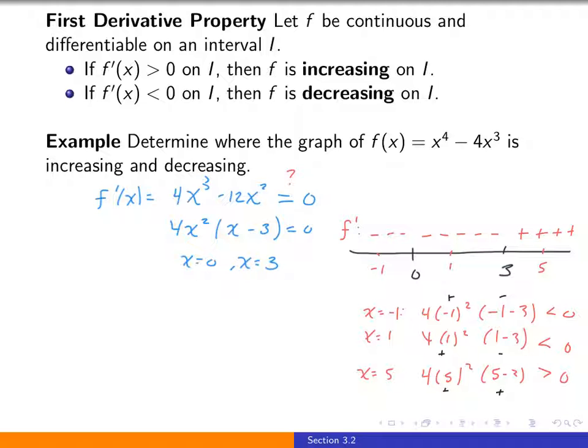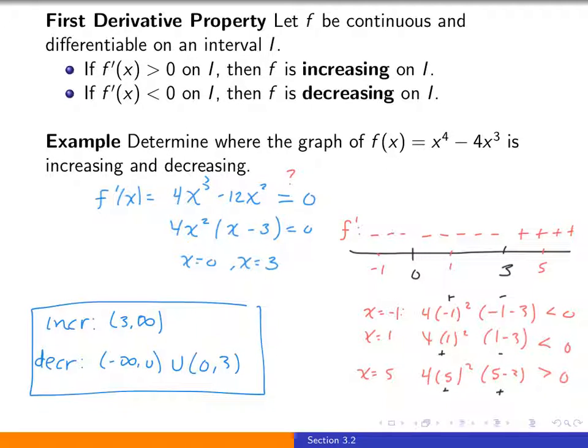And now we know exactly where our function is increasing and decreasing. Whenever the sign of f prime is negative, the function is decreasing. Whenever the sign of f prime is positive, the function is increasing. So putting this together, we could say that we are increasing, and I usually just abbreviate this INCR, on the interval from 3 to infinity, and it's decreasing wherever that first derivative is negative. So that would be from minus infinity to 0, and notice I don't include 0 in the interval of decrease because that's where f prime is equal to 0, union with 0 to 3. So we've determined our intervals of increase and decrease.